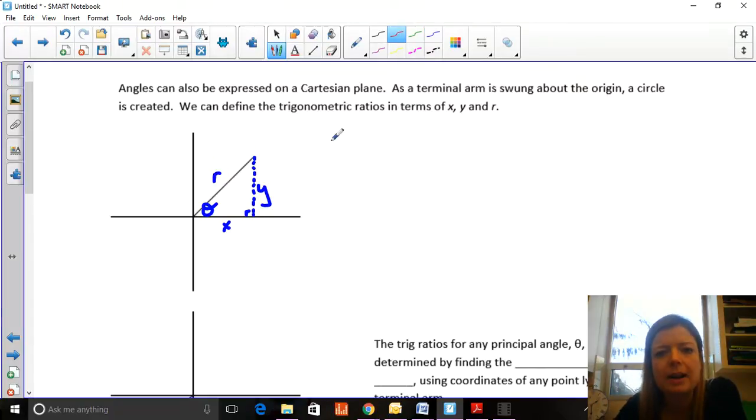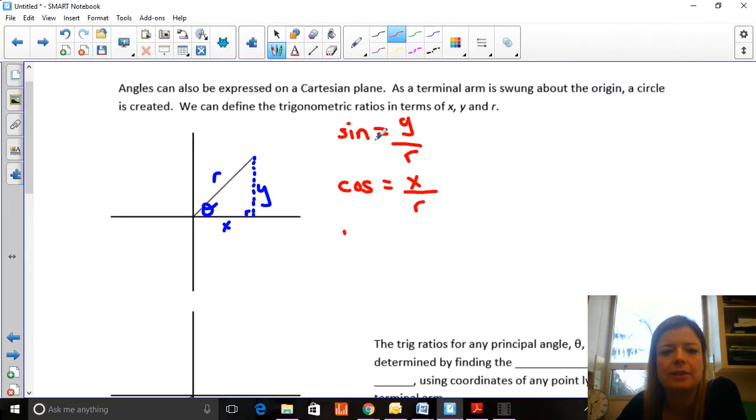So remember, sine, SOHCAHTOA, sine is opposite over hypotenuse. So opposite is y, and the hypotenuse is r. Okay, cos is adjacent over hypotenuse, so x over r. Sorry, they should say sine of theta, cos of theta. And then tan of theta, TOA, opposite over adjacent, is y over x.